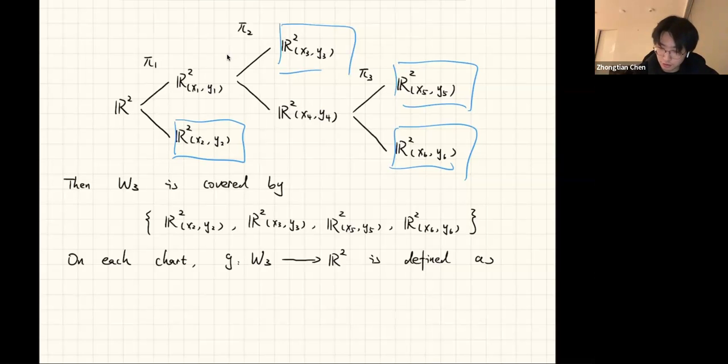So because we do 3 blowups, so I use W3. W3 is covered by this 4 chart, and on each of this chart, we know F is normal crossing, and we can compute G.